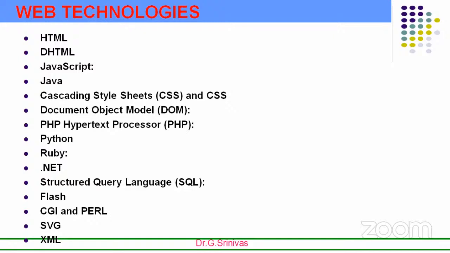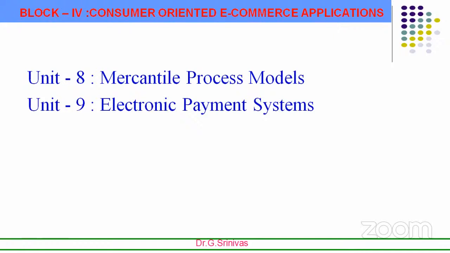Then we have to discuss Block 4. Block 4 is Consumer-Oriented E-Commerce Applications. In this, we have two units: Unit 8, Mercantile Process Models, and Unit 9, Electronic Payment Systems. First, we'll discuss Unit 8, that is Mercantile Process Models.